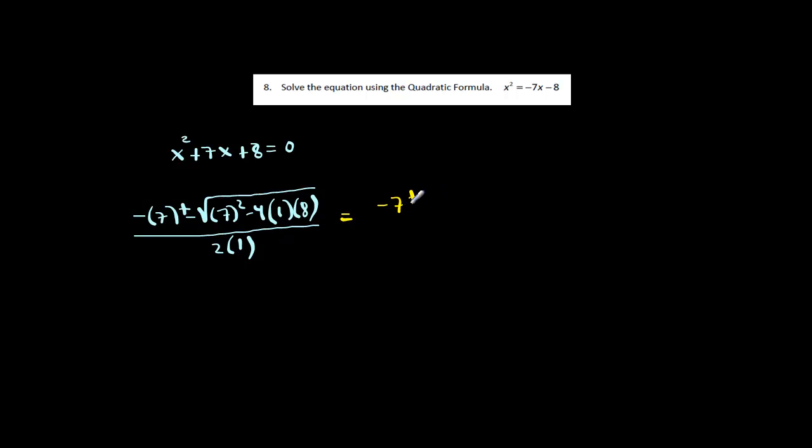Opposite of 7. The denominator is 2 times 1. 7 squared is 49. A negative times a positive is a negative. 4 times 1 times 8 is 32. 49 minus 32 is 17. And there's your answer. Number 9, they want you to complete the square.